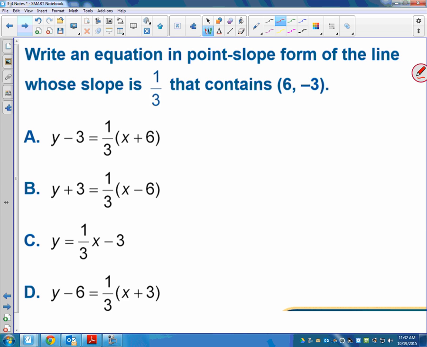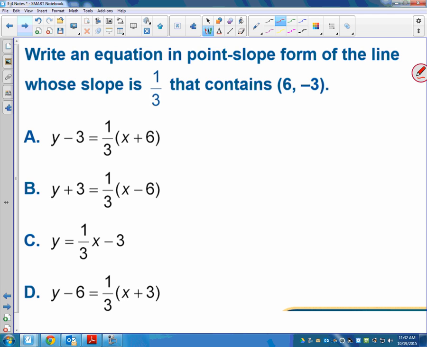Really quick here. Okay. Point slope form, slope is 1/3, contains 6, negative 3. 1, 2, 3, 4. Boom. Got it. Hold your fingers up. All the same amount of numbers as everybody else. I see a few ones here.